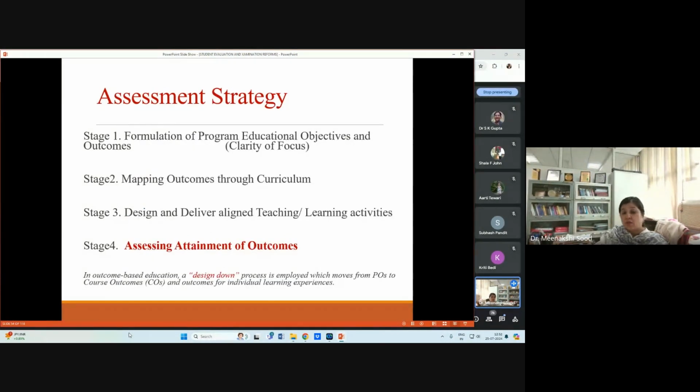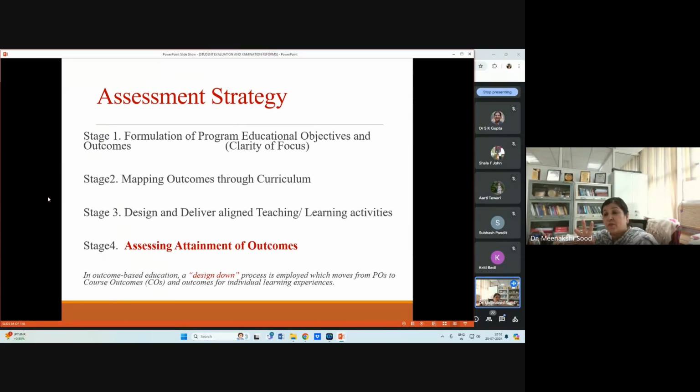Okay, so what should be the strategy? The strategy should be, first of all, formulation of the outcomes. There should be clarity of focus for the teacher as well as the student, that what is the final learning on the basis of which I will be assessed, should be clear to the student and should be clear to the faculty. So that is the first part of the strategy.